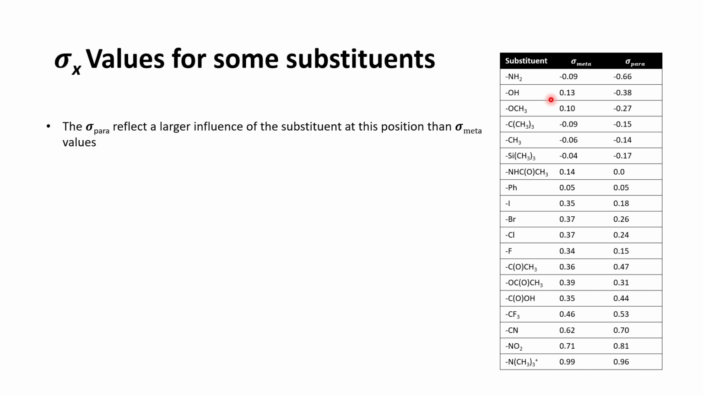This difference in part reflects the ability of the para position to influence the charge at a particular functional group via resonance, an influence that is not possible for the meta position. In the next slide, I will show you with some examples of sigma para values and sigma meta values why this is the case.